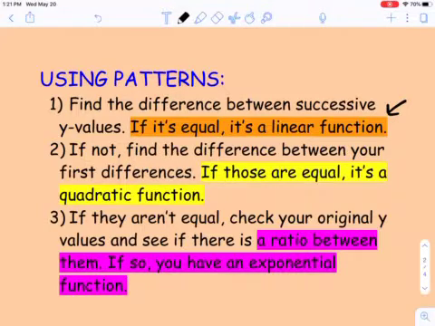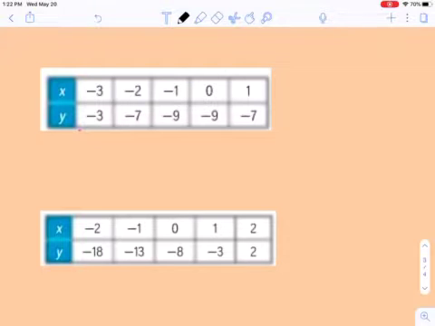Now, if that doesn't happen, the next thing you're going to do is you're going to look at the differences between those differences. So you'll see what I mean when I say that, when I do this later. All right. So if those happen to be equal, then you have a quadratic function. And then the last thing is if that's not equal, if you're still looking at something that's a little weird, then we're going to look at our original y values, and see if there's actually a multiplicative ratio between each y value that is consistent. See if there's a consistent ratio between them. And if we have that, then we'll have an exponential function. So let's take a look at some of these examples.